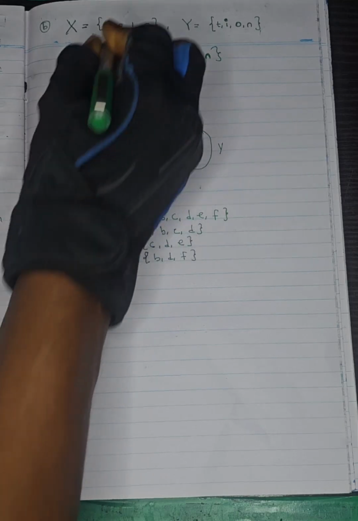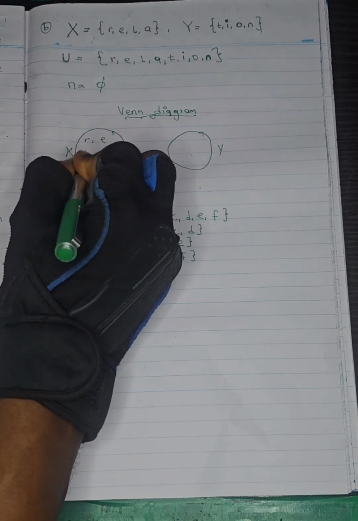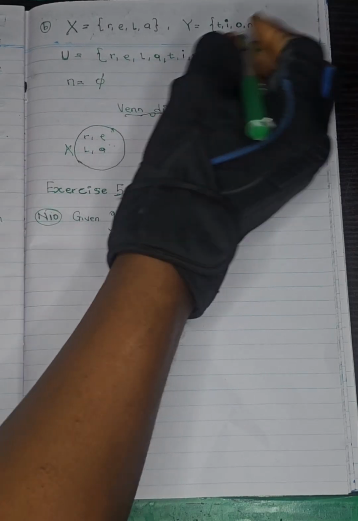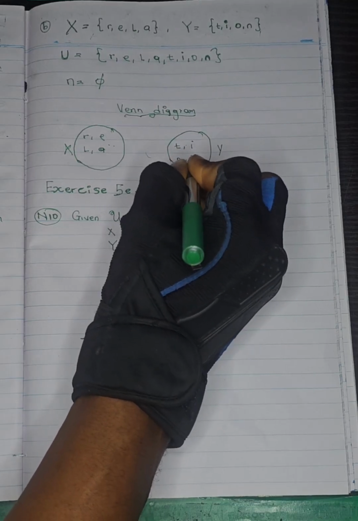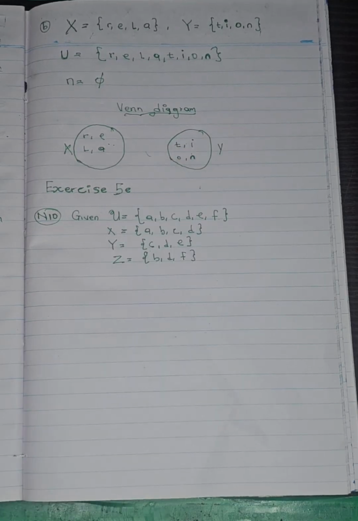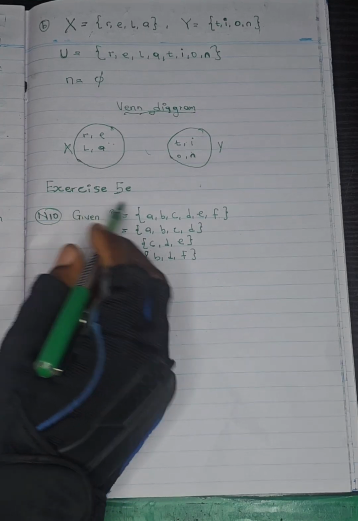So we have R. We start writing everything: E, L, and E. For the other one, we have T, I, O, and N. Very simple. So let's solve for exercise 5E.